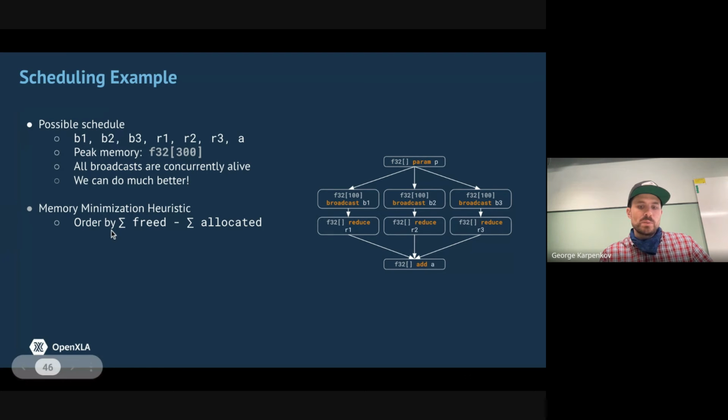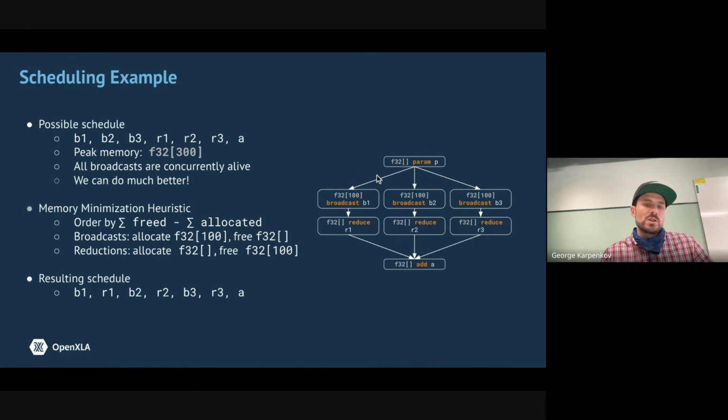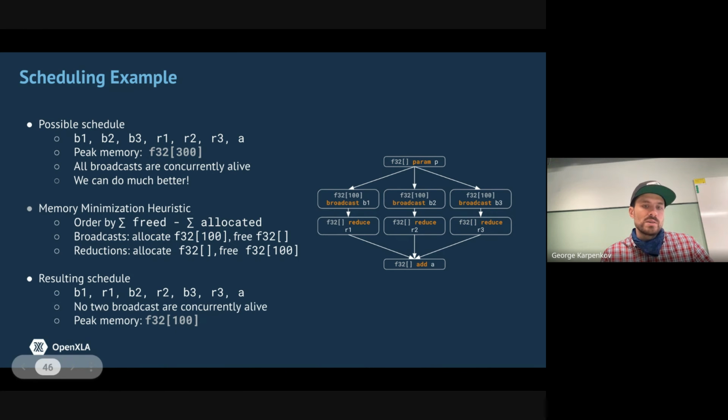So XLA uses a simple heuristic to determine the scheduling order when multiple operations can be scheduled at the same time and the order is not fixed, which is a memory minimization by the sum of the freed memory minus the sum of allocated memory. In this case, broadcasts allocate a lot and free very little, and reductions are the opposite. They allocate almost nothing, but they free a lot. So under the schedule, we try to always schedule reductions first whenever possible. And if you schedule the computation as broadcast, reduction, broadcast, reduction, broadcast, reduction, you only have a peak memory of 400 bytes, which is 3 times as good as the previous approach.